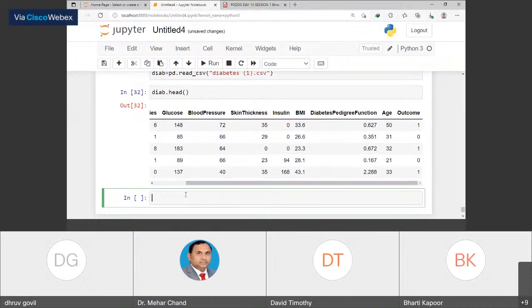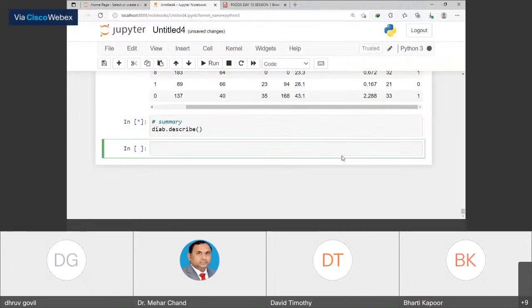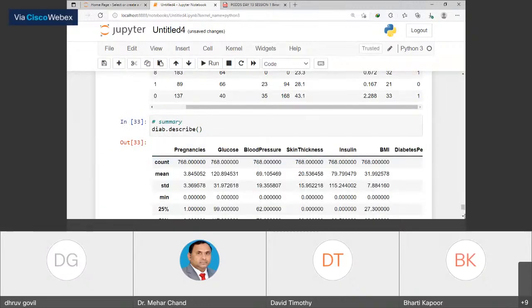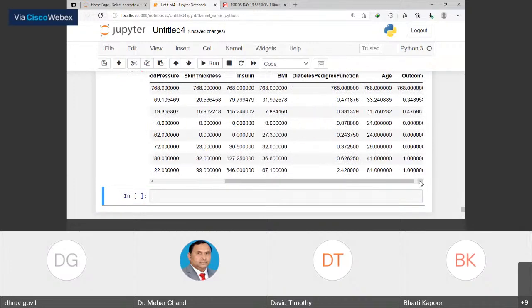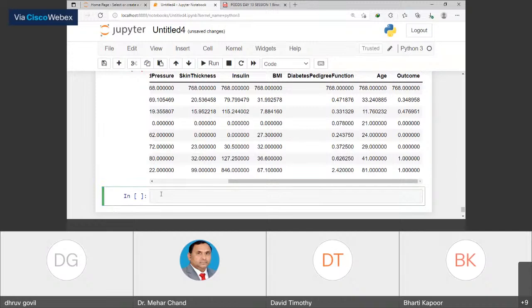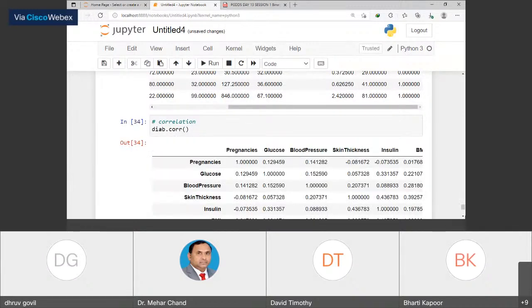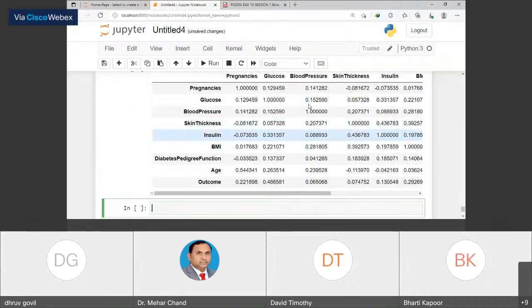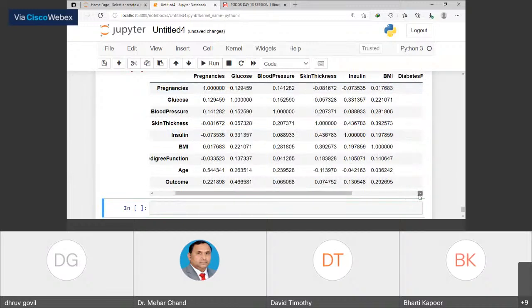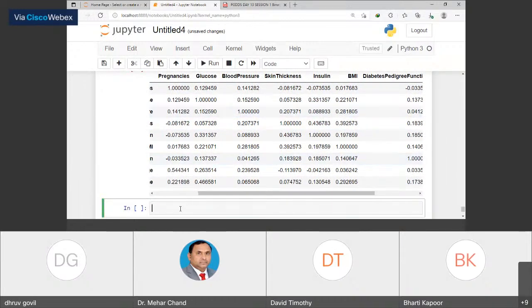Right now we have to check, using the summary function, whether there are any missing values or not. I used describe: 768, 768, 768. So there is no missing value. All values are equal, so no worries about it. If you see the correlation of this, see the correlation. No correlation is with the thickness. Okay, no worries.